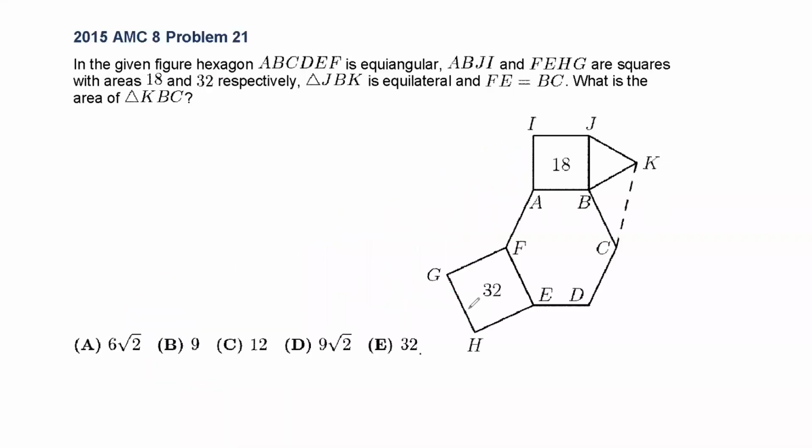In the given figure, hexagon ABCDEF is equiangular. ABJI and FEHG are squares with areas 18 and 32 respectively. Triangle JBK is equilateral, and FE is equal to BC. What is the area of triangle KBC?